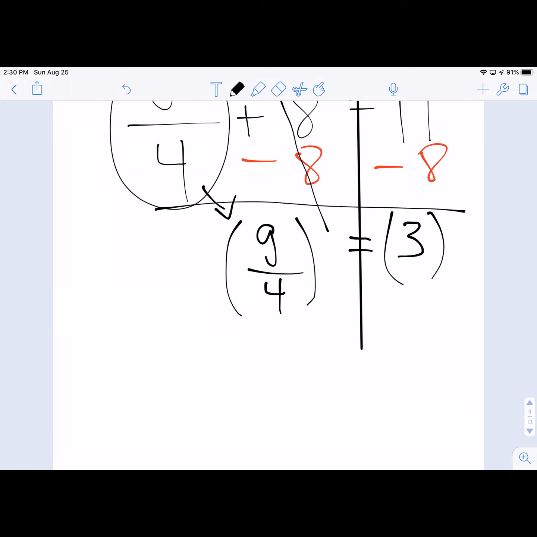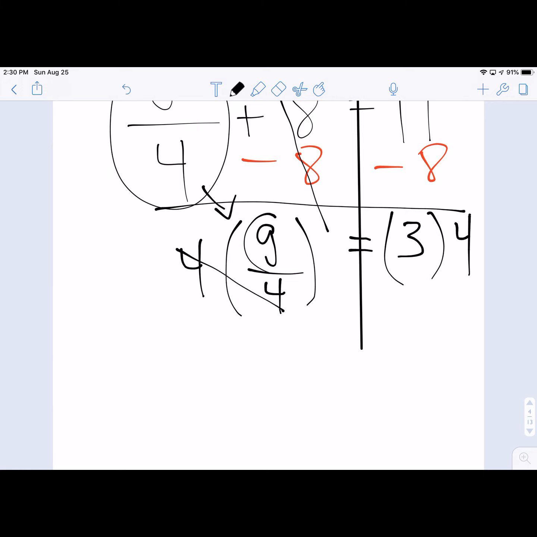To get the g away from the 4, we're going to multiply by the denominator, whatever's on the bottom of the fraction, because the opposite of division, which is a fraction, is multiplication. So we're going to put a 4 over here on the left, and we're going to put a 4 over here on the right. And remember that the parentheses mean multiplication. This crosses that out and leaves just the g.